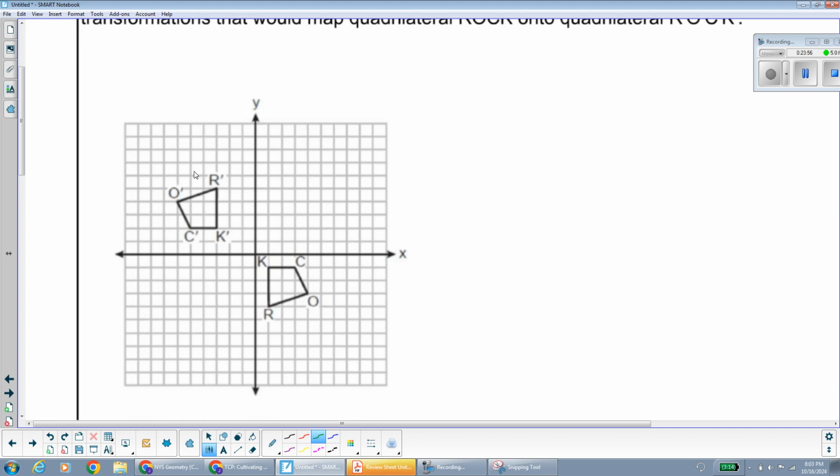Here, there's multiple different ways that you can correctly describe a sequence of transformations. I'm going to talk about two pretty straightforward ways. The first one is two reflections followed by a translation. So if I reflect this over the x-axis, let me move equal distances.